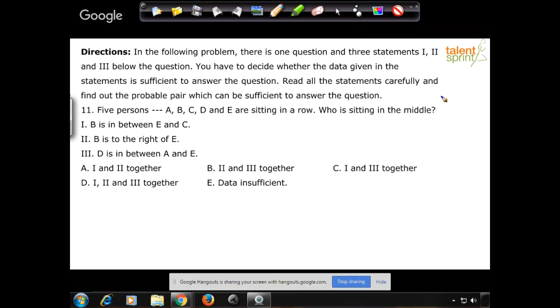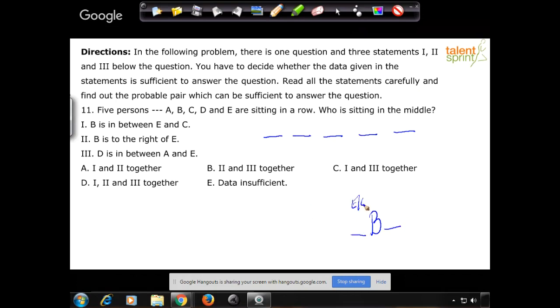Okay. Let's go on and see what our 3 statements, that are our data, are. They tell us 5 people A, B, C, D, E are sitting in a row. Let's just draw 5 places: 1, 2, 3, 4, 5. So 5 people are sitting in a row. They tell us that B is sitting between E and C. So let's just draw the little parts of the diagram here. B is between E and C.